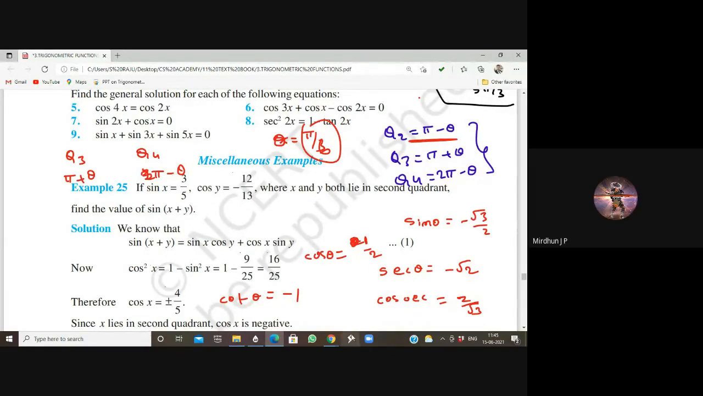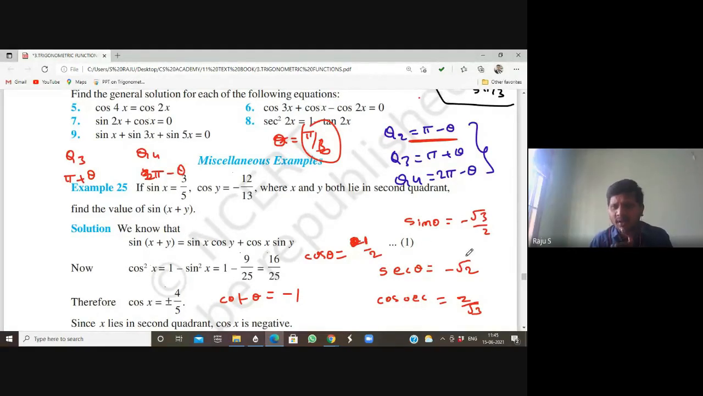Sir, you have given the same values again and again. Yes, all are 60 and 45 only, sir. Okay, whatever values I have given, you can find for those. Myself I have given; try to take some other values and find the principal values. You can practice it.